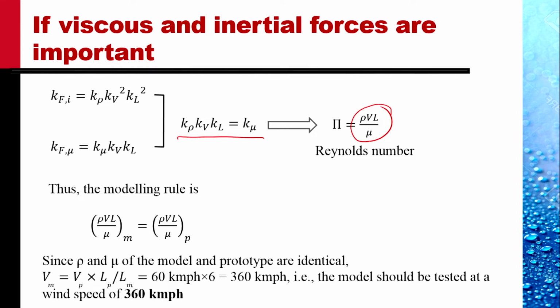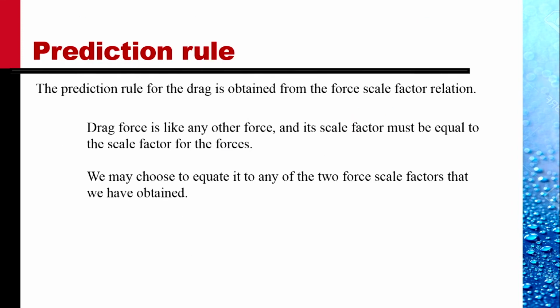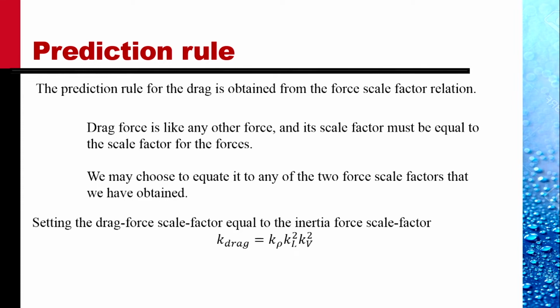But suppose it is tested at 360 kmph. Then we obtain the prediction rule for the drag, and it is obtained from the force scale factor relation. Drag force is like any other force, and its scale factor must be equal to the scale factor for all forces. We may choose to equate it to any of the two force scale factors that we obtained. Setting the drag force scale factor equal to the inertia force scale factor, we get K drag is like K rho, KL square, KV square.